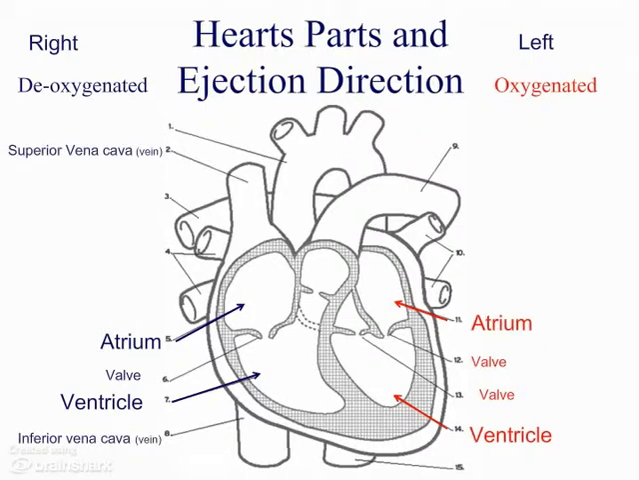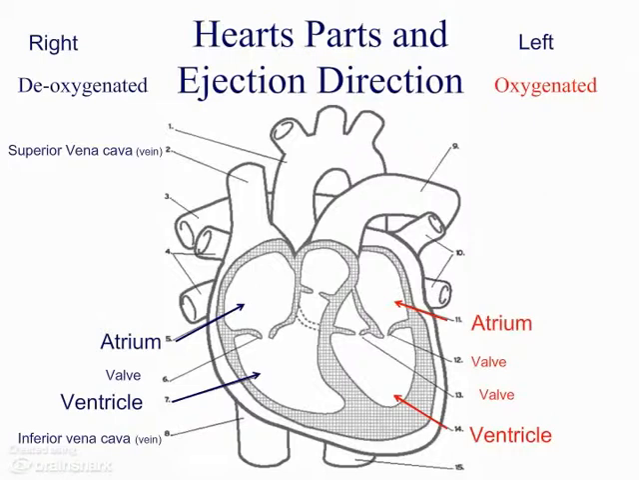So that deoxygenated blood comes into the right atrium from the superior and inferior vena cava. These are both veins. They're not called that because one's better than the other. It's just that the superior comes from above the heart, from the head and arms, where the inferior comes from the lower part of the body.